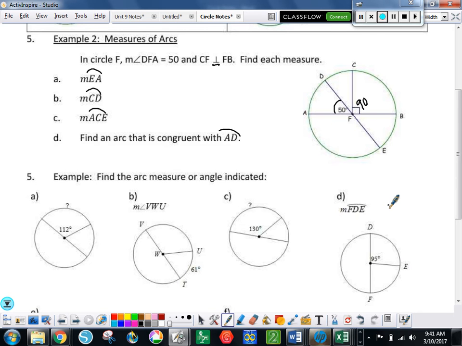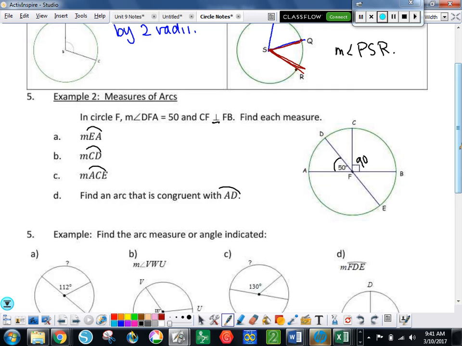Let me point out one more thing. The measure of angle DSA is the same. So DSA is right here, right? 50. It's the same thing as the measure of arc AB, because the definition is the measure of the arc is the same thing as the angle required to make the arc.